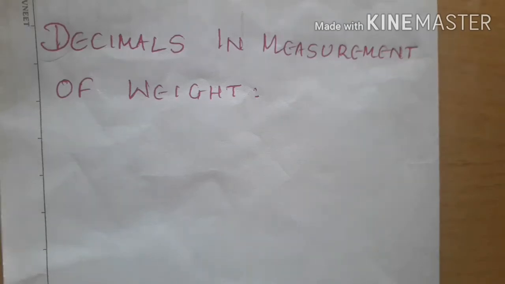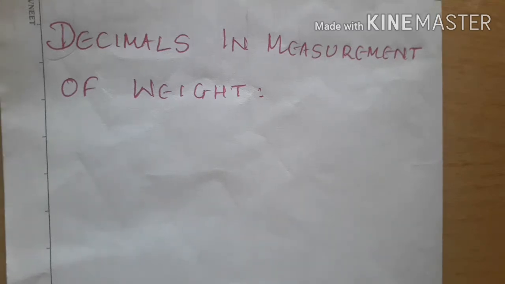Hello children. Now we are going to see decimals in measurement of weight. Weight indicates the measure of heaviness of an object, that is, how light or how heavy an object is. Different objects have different weights, right? Okay. Now the standard unit of weight is gram.